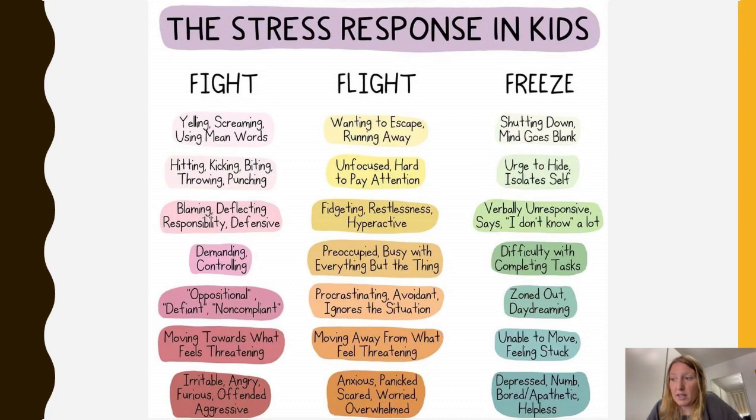You can see there's fight, there's flight, and there is freeze. The clear one is yelling, screaming, using mean words, hitting, kicking, biting, throwing, punching. Everything that is more obvious is the fight response. Then the flight one is running away, escaping, fidgeting, being very active in movement, procrastinating, anxious basically.